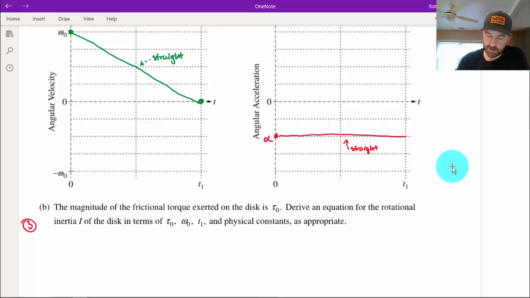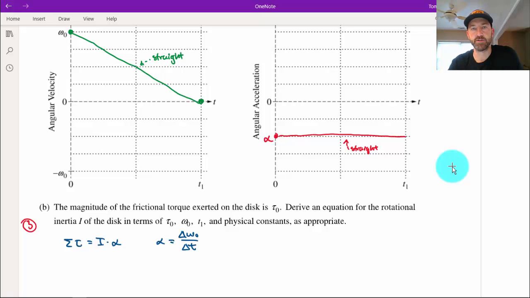So we've got a situation where we know our omega is decreasing, and we know that's being produced by some alpha. So we've got the equation net torque is equal to I times alpha. And because it doesn't want alpha in the equation, it wants omega naught and time, we also have the idea that alpha is going to be some change in omega divided by some time interval that goes by. So we have to combine those two in order to get I equals something.